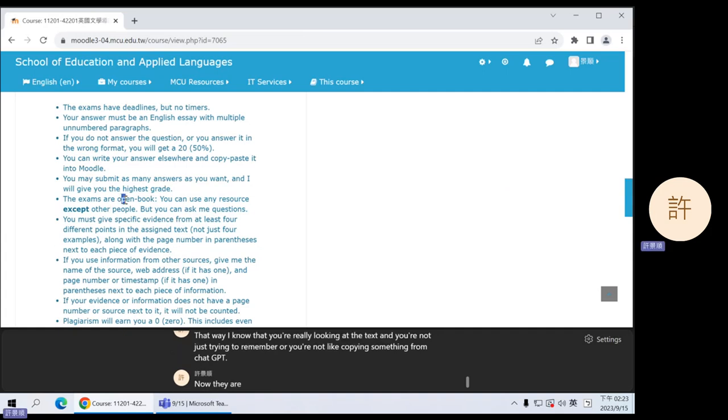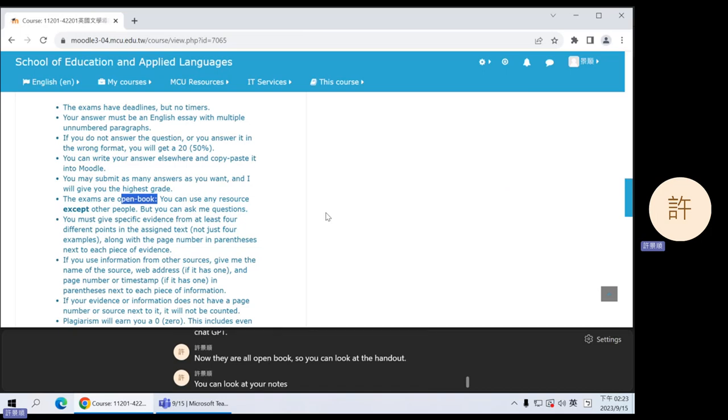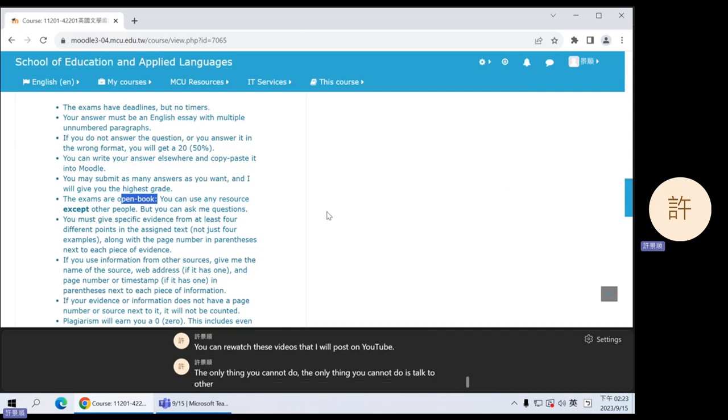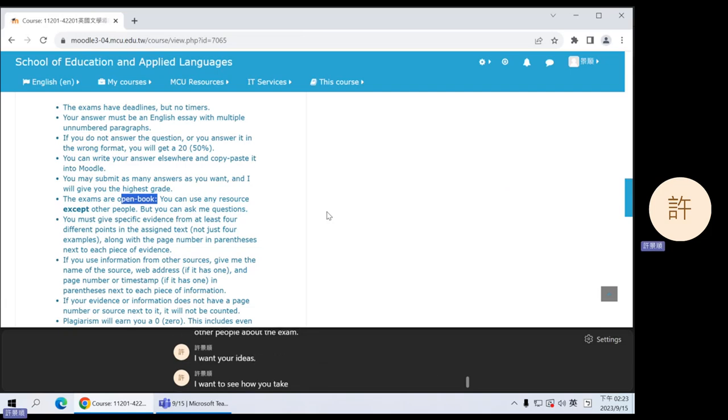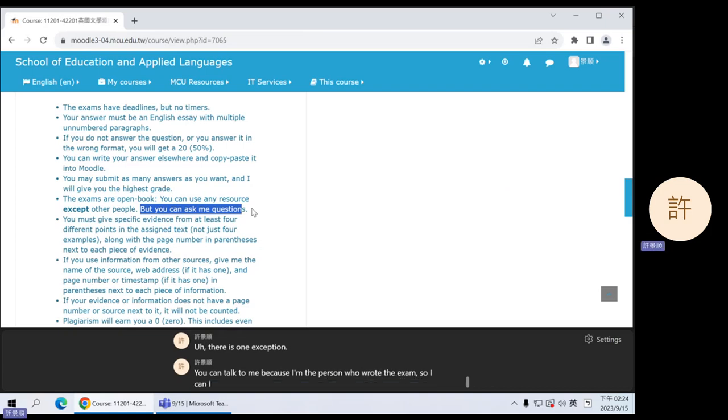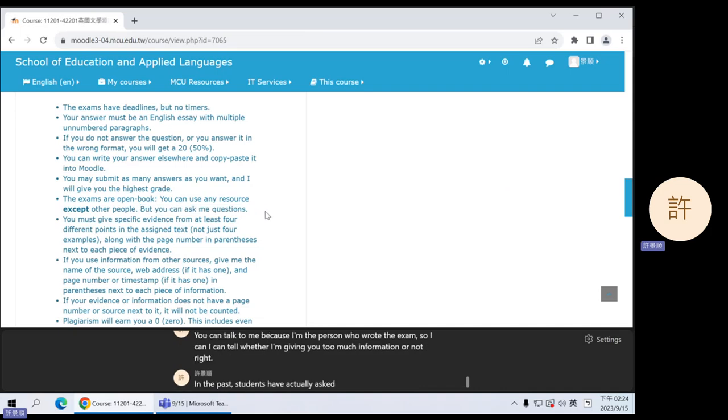Now, they are all open book, so you can look at the handout, you can look at your notes, you can rewatch these videos that I will post on YouTube. The only thing you cannot do is talk to other people about the exam. I want your ideas. I want to see how you take information, organize it into your answer. There is one exception. You can talk to me because I'm the person who wrote the exam. So I can tell whether I'm giving you too much information or not. In the past, students have actually asked me, does this answer make sense or can I do that? And I have given answers.